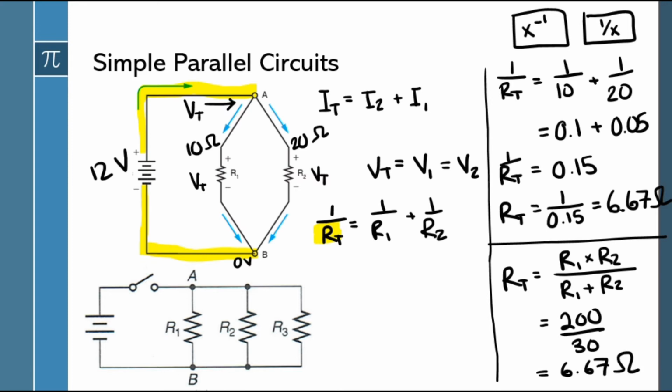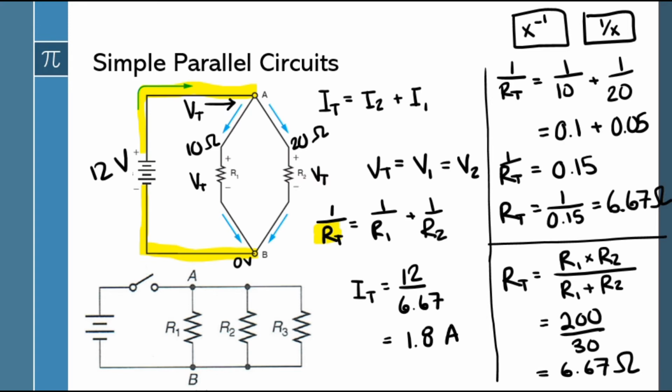Okay, you find your RT, you're back to where you're going to go. You find your IT. Circuit current, the total current, is going to be equal to the total voltage, the source voltage, divided by the total resistance. And that will work out to a nice 1.8 amps.